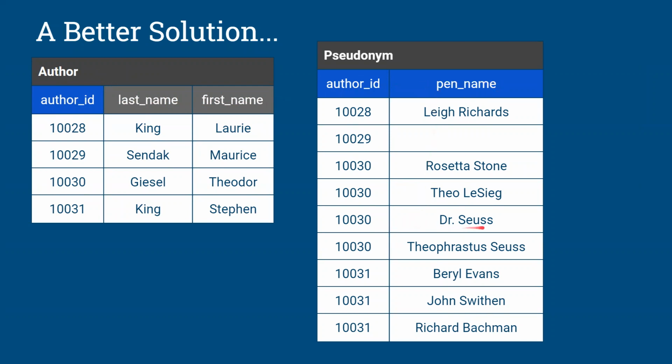So does it make sense for us to say that Theodore Geisel has a pen name of Dr. Seuss and has another pen name of Dr. Seuss? Does it make sense? I don't need to say that. And so that's why I'm going to make this the composite primary key.